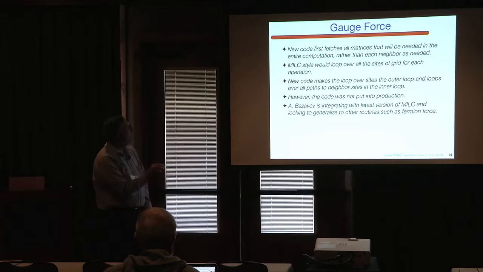And normally MILC has loops over sites, each site on the grid. That would normally be kind of an inner loop. But what we've done is break that, and the inner loop is now a loop over paths, so it's much more cache friendly because you're doing a lot of different operations at a site before you go to the next site, whereas before we would do one multiply at each site, go to the next site, cycle through the whole lattice.